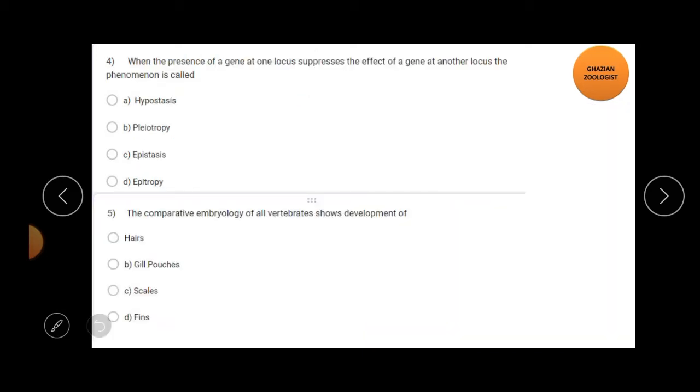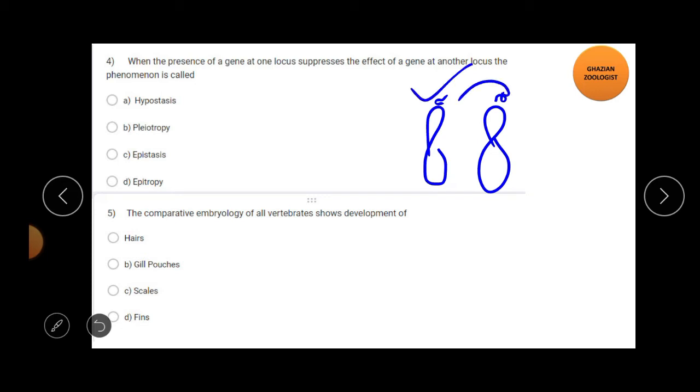The next question: when the presence of a gene at one locus suppresses the effect of a gene at another locus, this phenomenon is called? We are talking about two different genes. For example, this is one present here, and this is the second which is present here. When this gene masks or hides the effect of this gene, what is this called? It is epistasis.